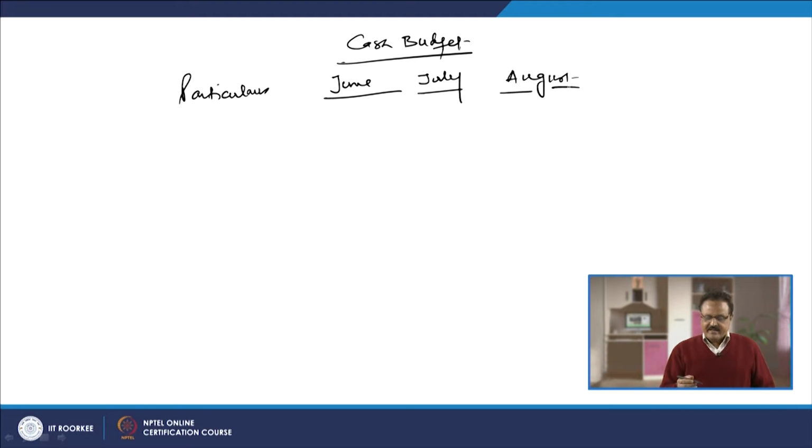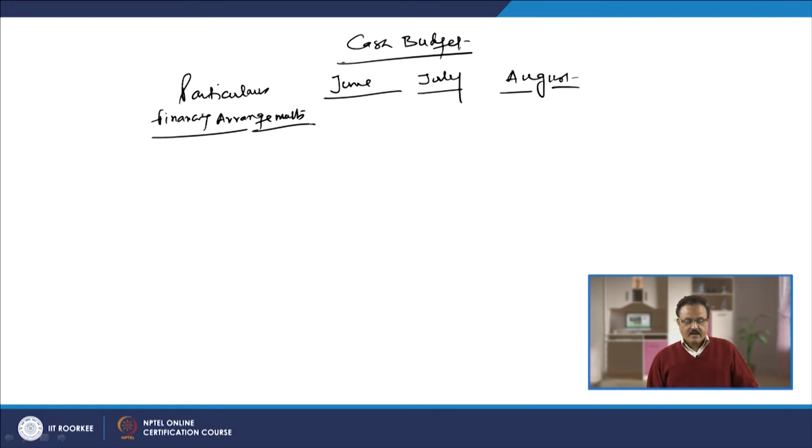So now we are continuing with the month of June. What I am going to write here is that we are now starting with the financing arrangements. What is the financing arrangement we are going to do here? Say, for example, we now have to go for the borrowing of cash from bank.